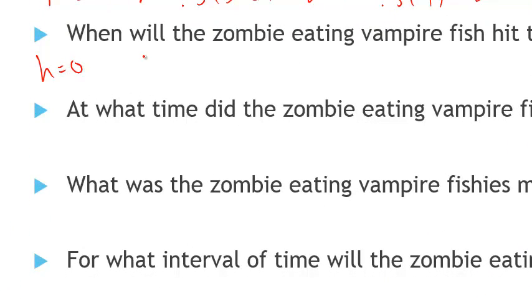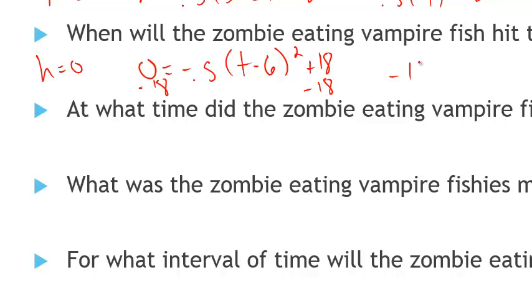So h equals 0. So we're going to have 0 equals negative 0.5 times (t minus 6) squared plus 18. We need to solve for t. So in order to solve for t, we need to do the opposite of PEMDAS, which is, please excuse my dear Aunt Sally, so subtraction and addition comes first, going backwards. So we need to get rid of the 18 because it's adding. So minus 18 to both sides. So we're going to have negative 18 equals negative 0.5 times (t minus 6) squared.